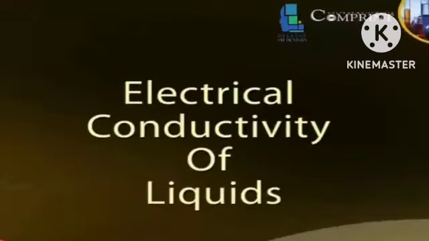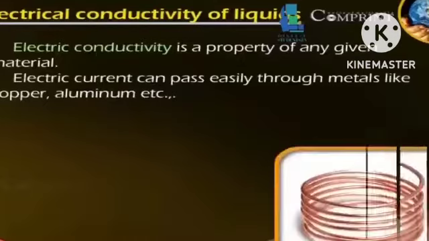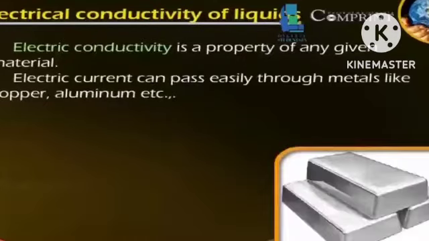Electrical conductivity of liquid. Electric conductivity is a property of any given material. Electric current can pass easily through metals like copper, aluminum, etc.